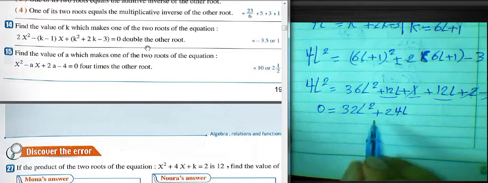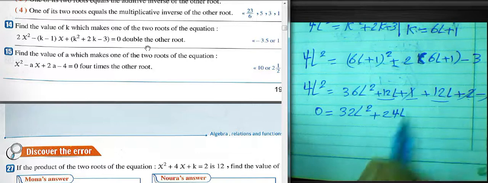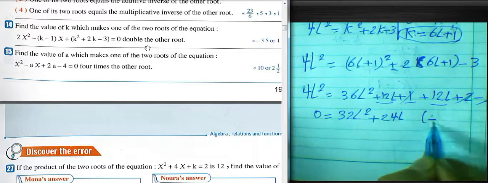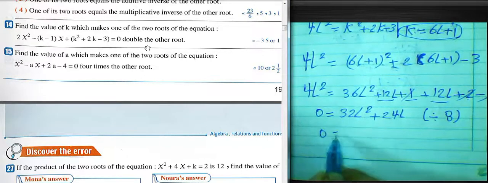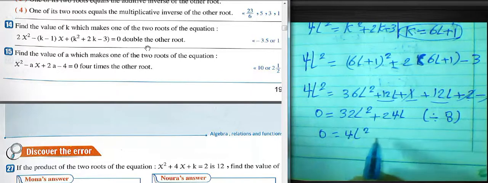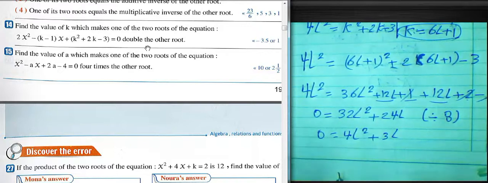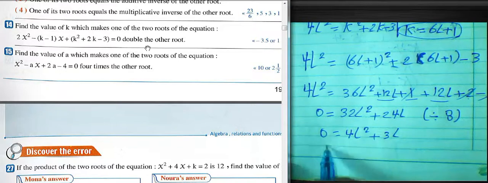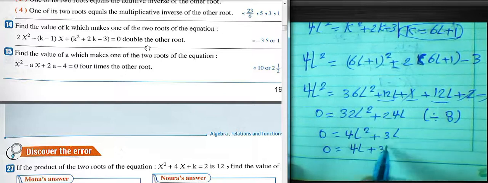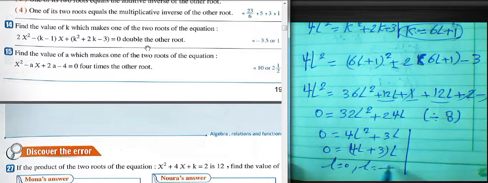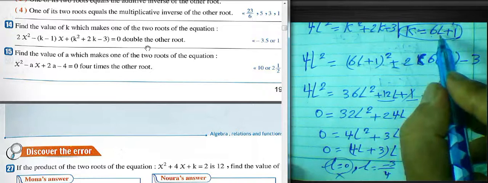So we can simplify it to find the result for L, and when we find L, we will substitute it in this equation to find the value of k. We can divide it by 8: 0 equals 32 divided by 8 equals 4, so 4L power 2 plus 3L. We can factorize it by taking the common factor L: L multiplied by (4L plus 3). So L equals 0 or L equals negative 3 over 4. We cancel L equals 0 because L is not 0. We can find the result of L. So k equals 6 multiplied by L plus 1.